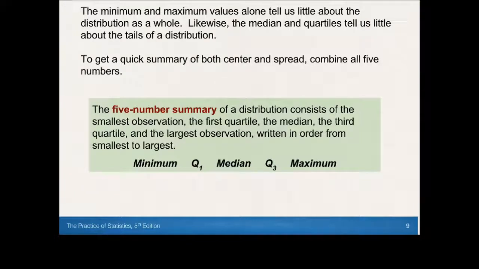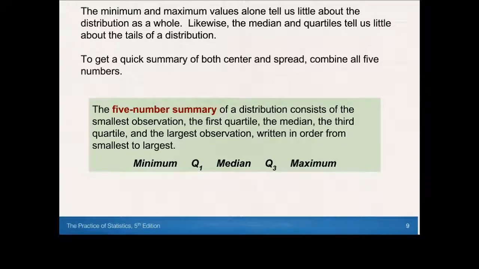From there, we're just going to look at what's called the 5-number summary. The minimum and the maximum alone tell us little about the distribution as a whole. Likewise, the median and the quartiles tell us little about the tails of the distribution. To get a quick summary of the center and spread, we combine all 5 numbers. It's called the 5-number summary of a distribution, and it consists of the minimum, the first quartile, the median, the third quartile, and the maximum.